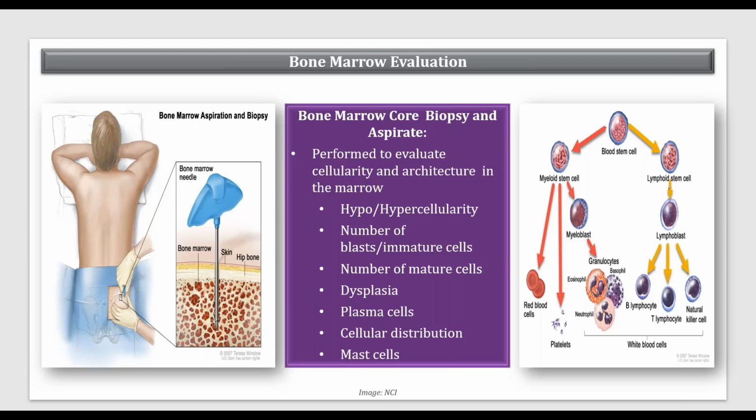Looking at cellular distribution, so clustering and clumping of megakaryocytes can be indicative of primary myelofibrosis, essential thrombocythemia, and polycythemia vera. Increased mast cells in the marrow are observed in conditions such as aplastic anemia, CLL, hairy cell leukemia, and impending blast crisis in chronic myeloid leukemia, which we'll talk about coming up, and also systemic mastocytosis, mast cell sarcoma, and lymphoplasmacytic lymphoma.